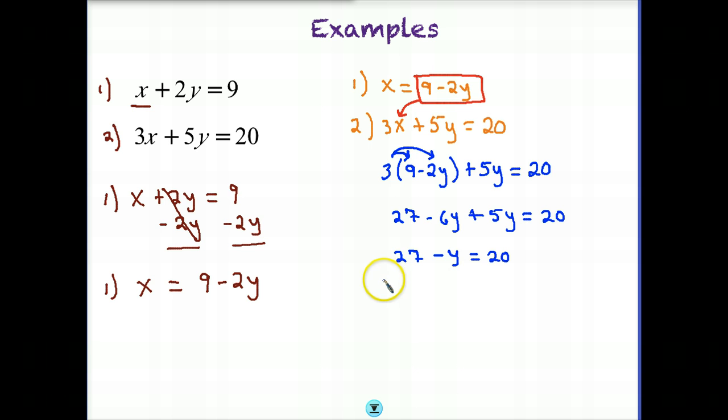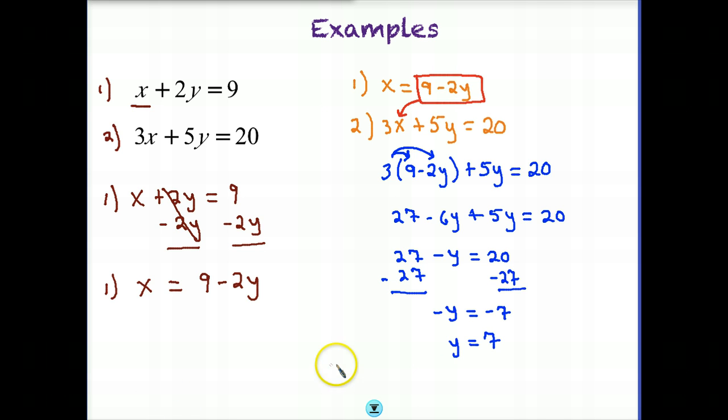Now what I'm going to do is move the 27 to the other side so that I can combine my constant terms together. So I will subtract the 27 from both sides. 27 minus 27 is 0, so that's gone, and I am left with negative y is equal to negative 7. 20 minus 27 is negative 7. In order to isolate y, I need to move this negative over so I can multiply both sides by a negative 1, which leaves me with y equals 7.